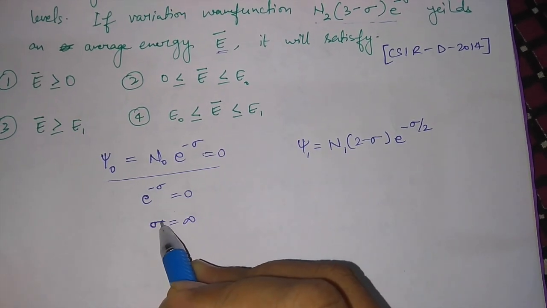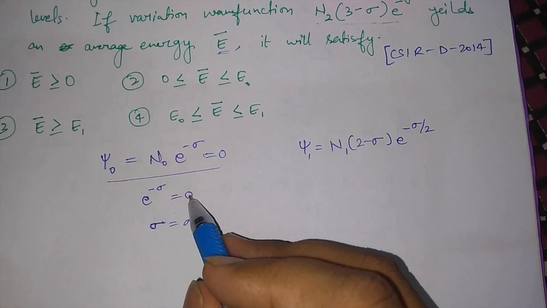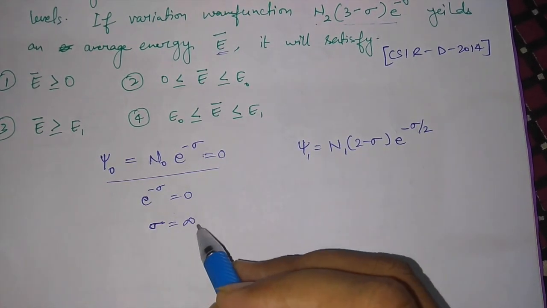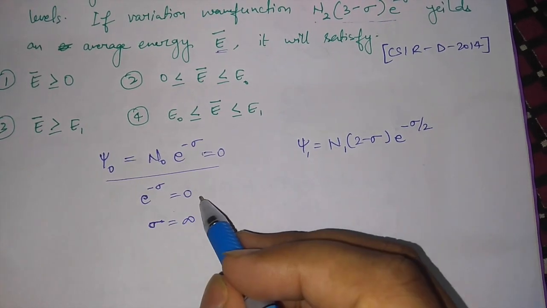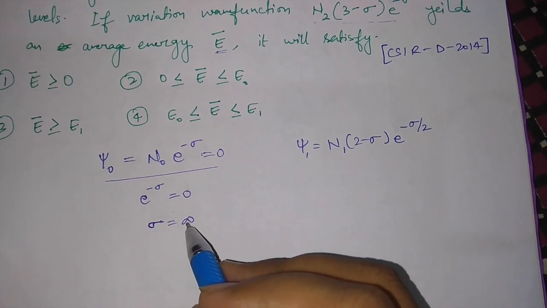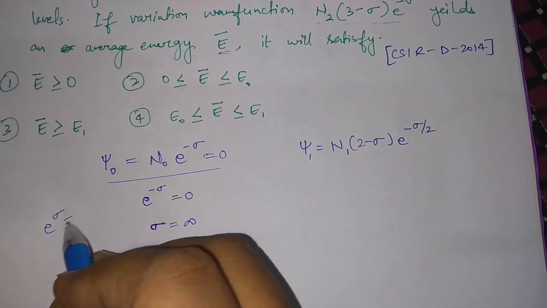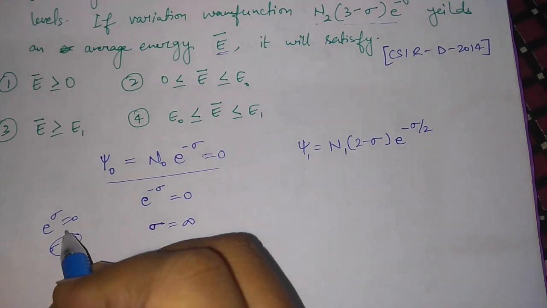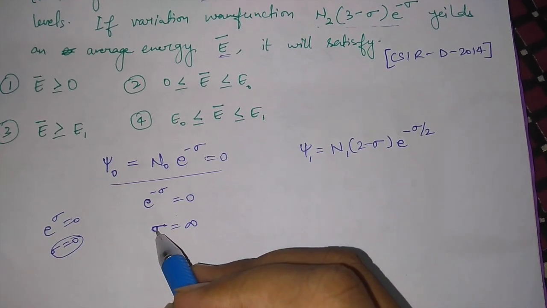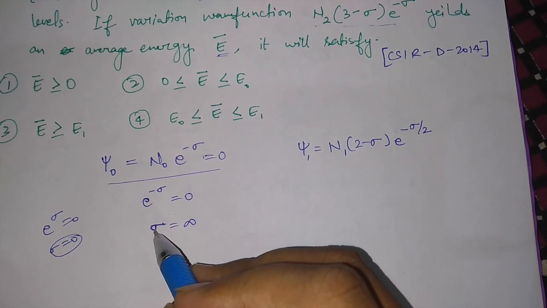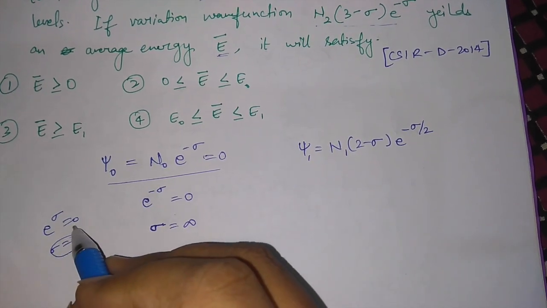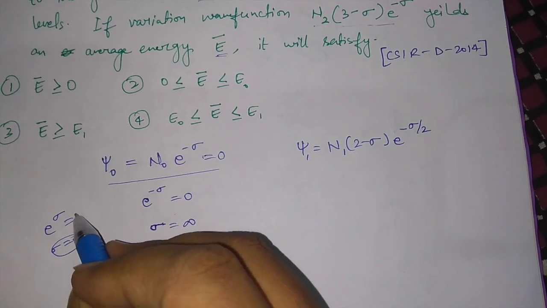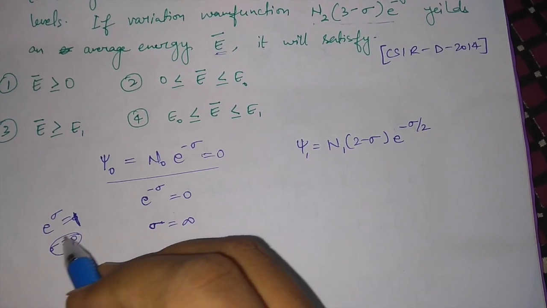If e to the power sigma is equal to 1, then sigma will be equal to 0, because e to the power 0 will give you 1.